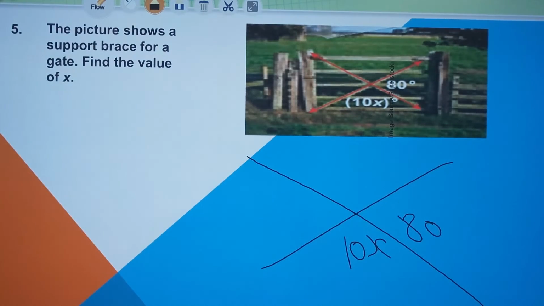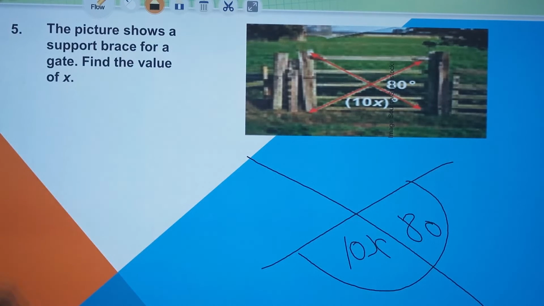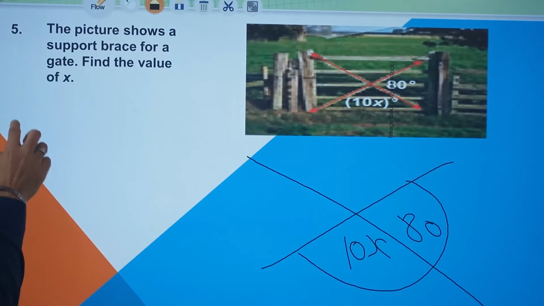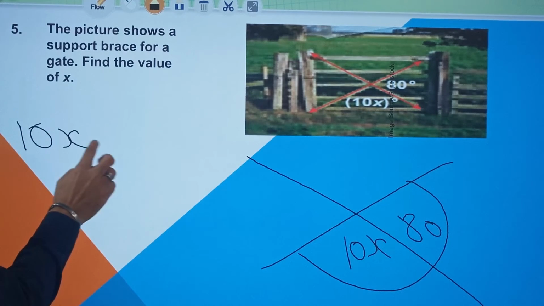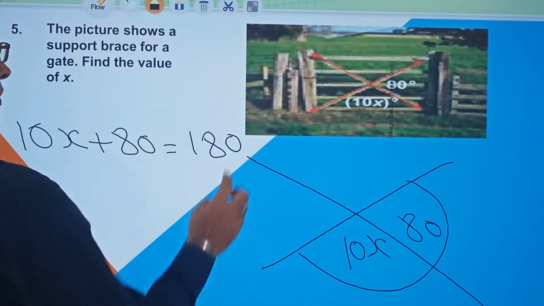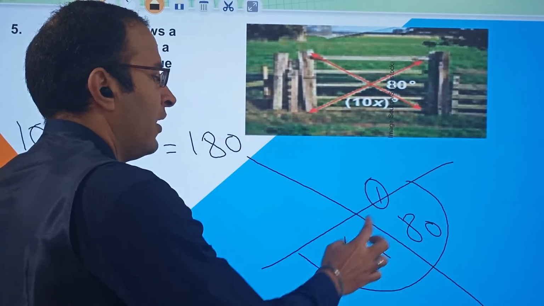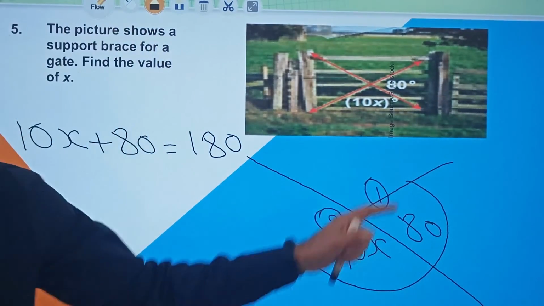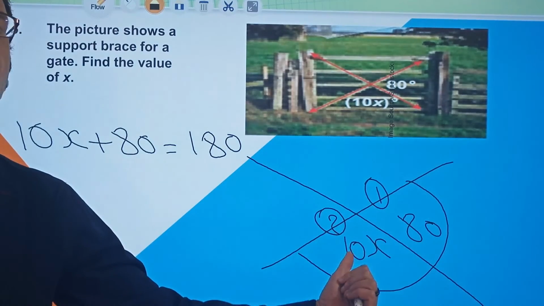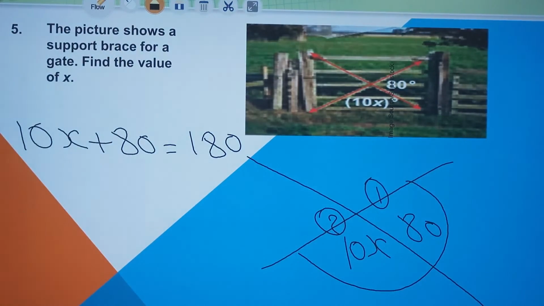So I will make an equation because I have here a straight line with a radius. So the sum of these two measures is equal to what? The sum of these two measures is equal to 180. So I have 10x plus 80 equal to 180. Why, my friend? Because I know that this angle, number 1, and this angle, number 2, these two angles are supplementary. The sum of their measure is equal to 180.